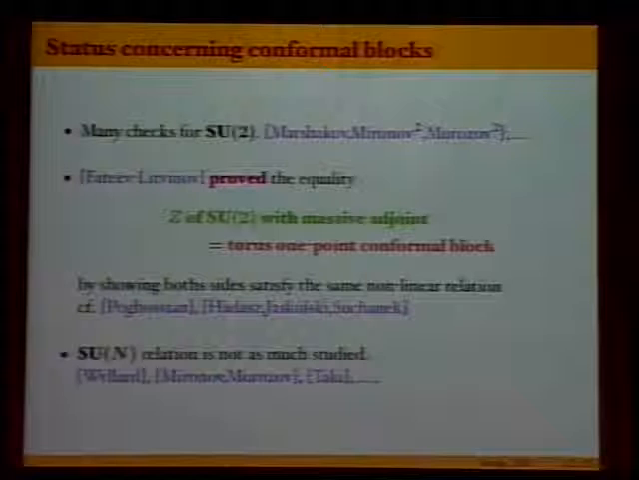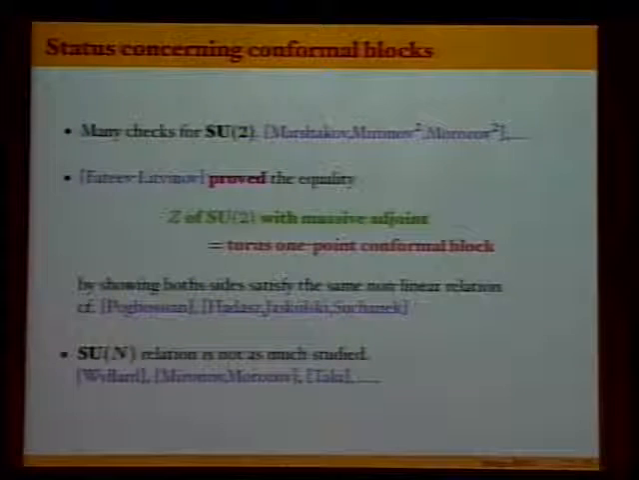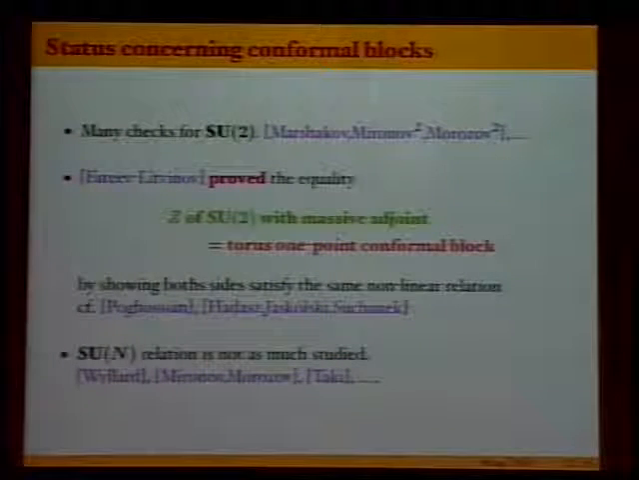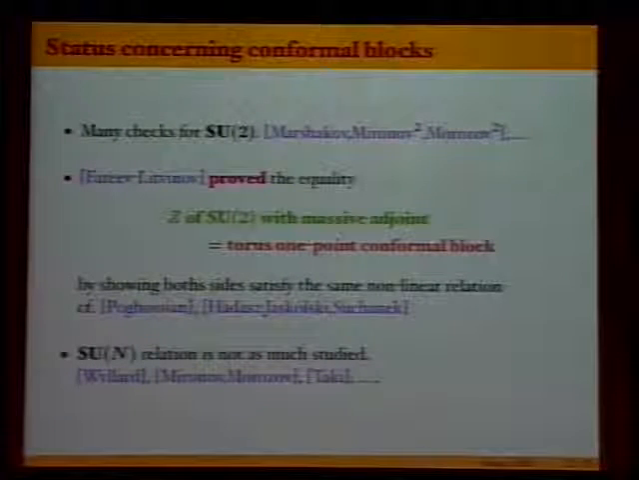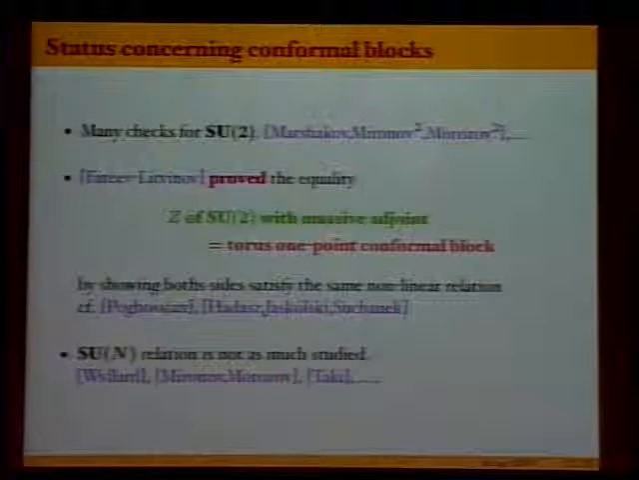So there have been many checks of this relation of Virasoro conformal blocks and the Nekrasov partition function in the case of SU2, and people have studied them in a very detailed way. But one of the most important things done last year is this work by Fateev and Litovinov, which appeared in December, who proved the equality of the Nekrasov partition function of SU2 with adjoint matter field with the torus one-point conformal block on the Virasoro side.